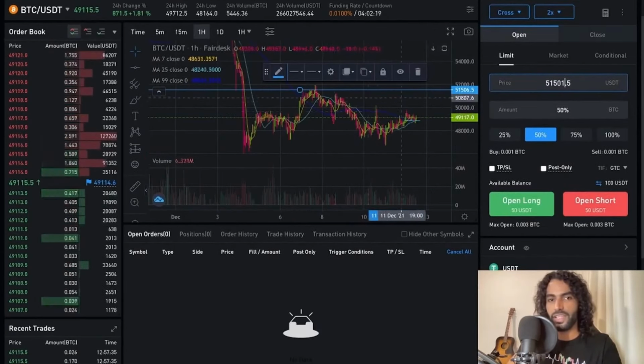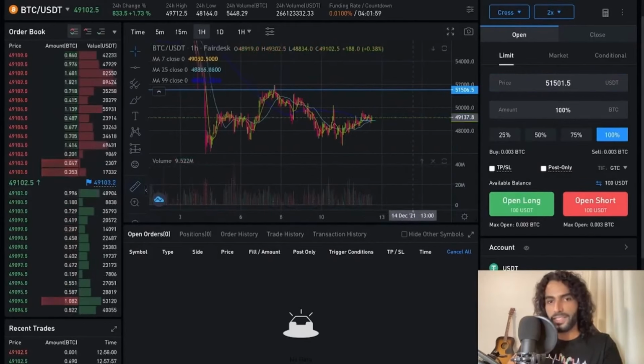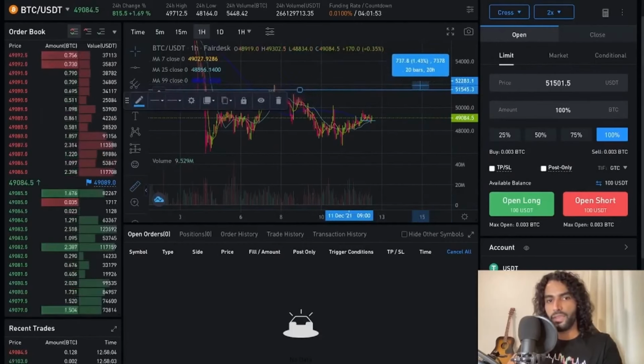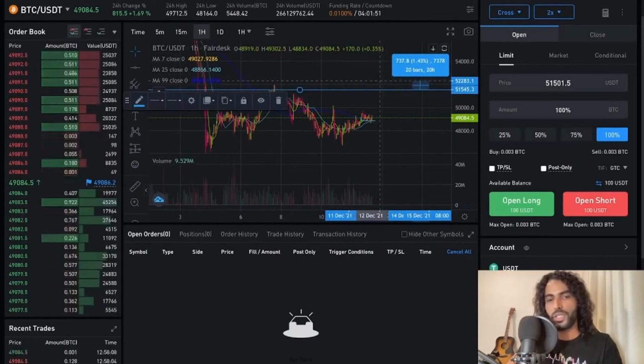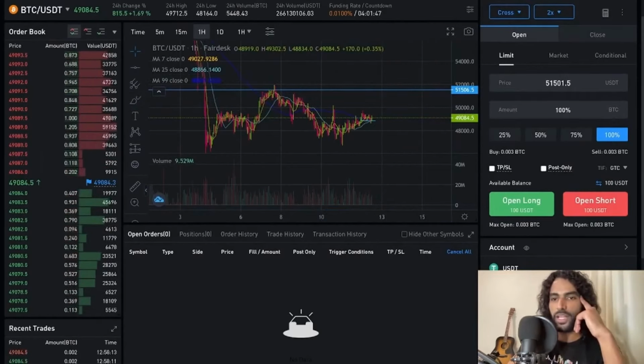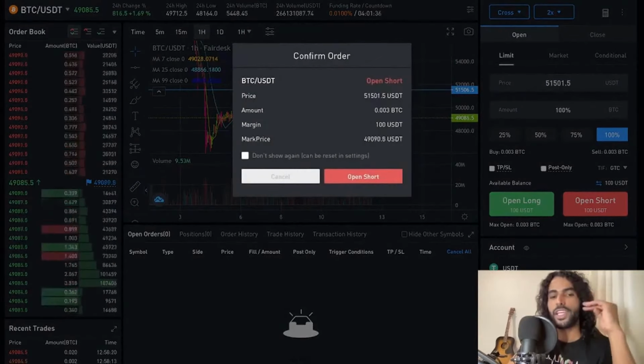51,500. Okay, this is kind of the resistance. And let's say we put 100% of what we own on our trade. If the price goes until the 51,000 and gets rejected. However, if the price goes above this, around the 52,000, we get out. So here we could actually put 100% and sell short. And here is 500. This is where we're going to sell short.